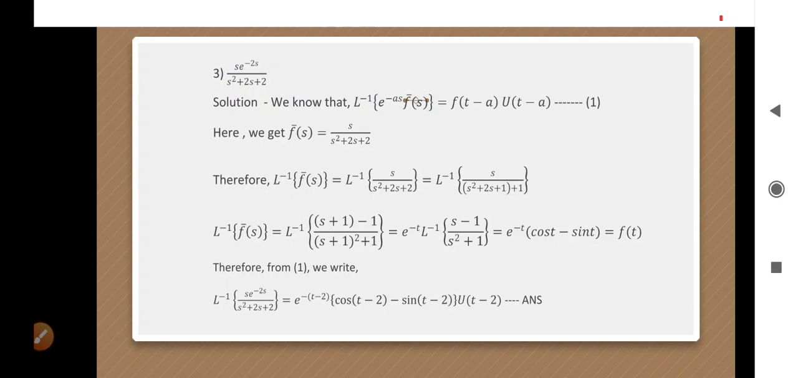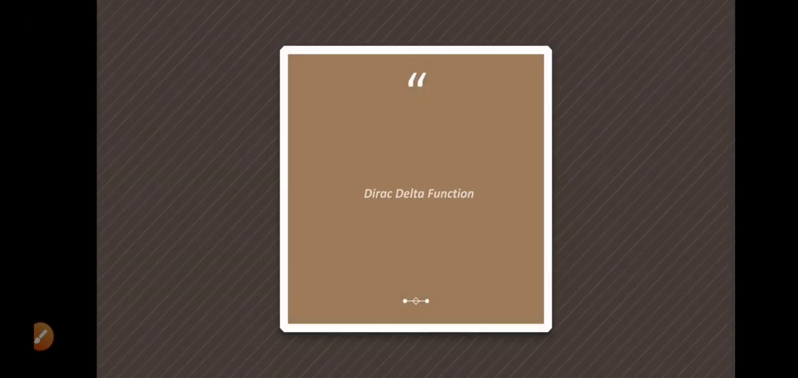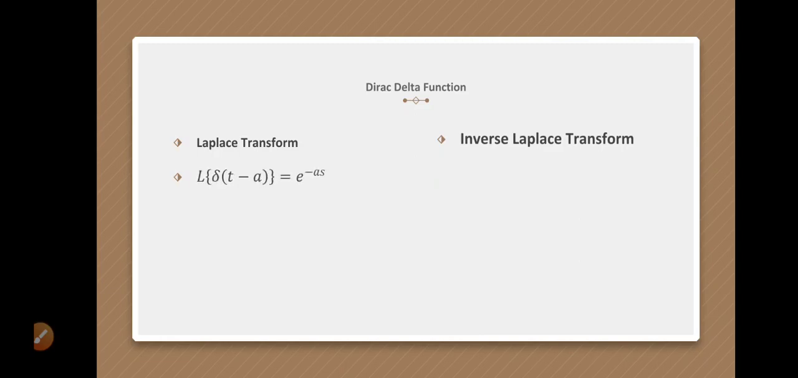Now the second special function you have seen in unit 1 is the Dirac delta function. Now we will just see the corresponding inverse LT results for this special function, the Dirac delta function. We have seen the Laplace transform and now we are going to see the inverse Laplace transform. The first Laplace transform result is L of delta of t minus a is equal to e raised to minus as. Therefore, L inverse of e raised to minus as is equal to delta of t minus a.